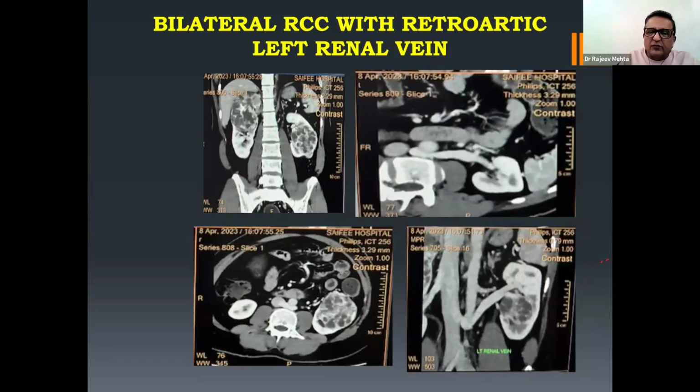This is of great importance to a surgeon, because if you are not aware of it, the chances of damaging the renal vein during surgery are high, which causes undue stress and bleeding on the table. In my institute, most of the surgeons operate under robotic guidance, and all this information which we give on the imaging prior to surgery greatly helps the surgeon in resecting the mass.